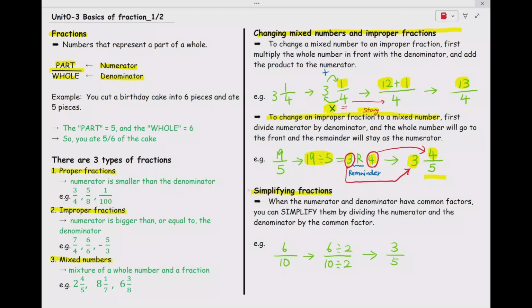Sometimes, the numerator and denominator will have common factors. You can simplify them by dividing the numerator and the denominator by the common factor. Some teachers call this simplifying or canceling. For example, 6/10 can be simplified since its numerator and the denominator have a common factor, which is 2. So, divide both numerator and denominator by 2, and it will give you 3/5. Since there are no common factors between 3 and 5, 3/5 is called the simplest form or lowest form.